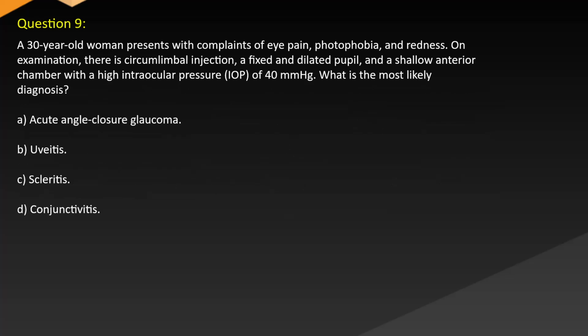Question 9. A 30-year-old woman presents with complaints of eye pain, photophobia, and redness. On examination, there is circumlimbal injection, a fixed and dilated pupil, and a shallow anterior chamber with a high intraocular pressure (IOP) of 4 mmHg. What is the most likely diagnosis? A. Acute angle closure glaucoma. B. Uveitis. C. Scleritis. D. Conjunctivitis.